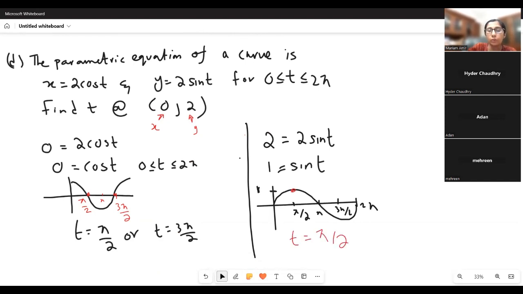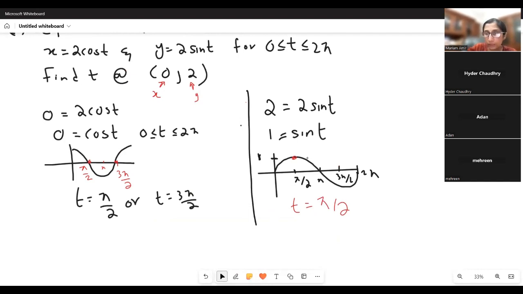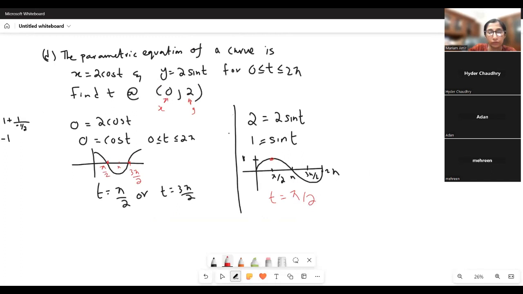So now, we will only take the answer of both equations that's common. From the first equation, we got pi by 2, and from the second equation, we also got pi by 2. So select the common answer. So this would be the final answer.